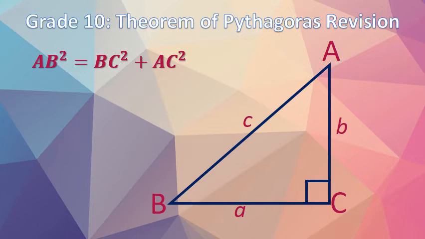If we were to write that same theorem in terms of these small letters, you would get the hypotenuse, c squared, is equal to a squared plus b squared. And whenever you write down this statement, you need to give the reason, Theorem of Pythagoras.